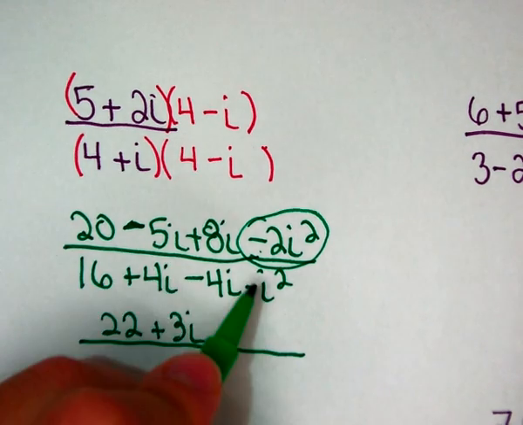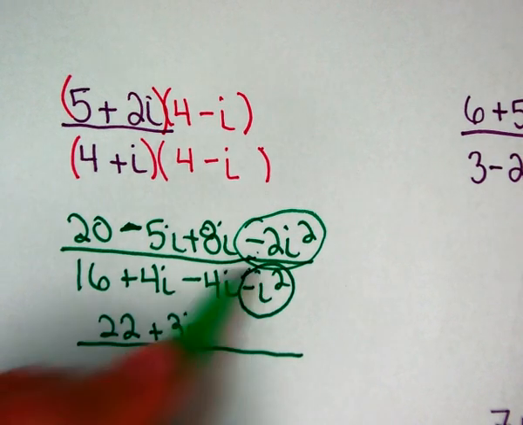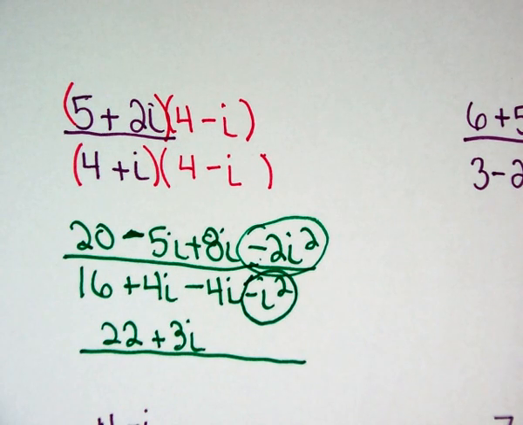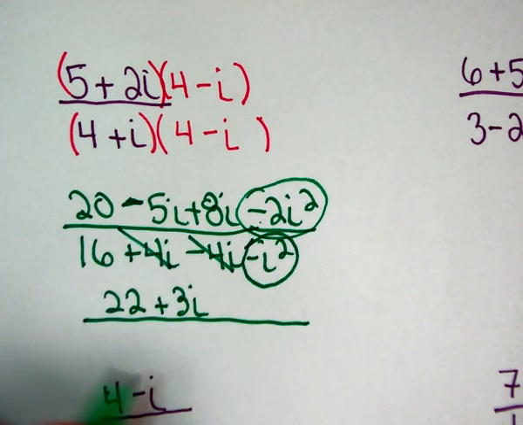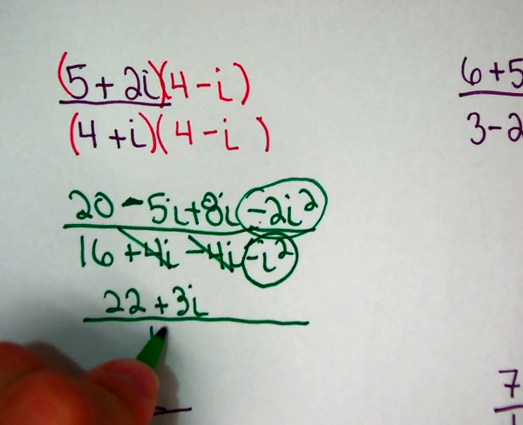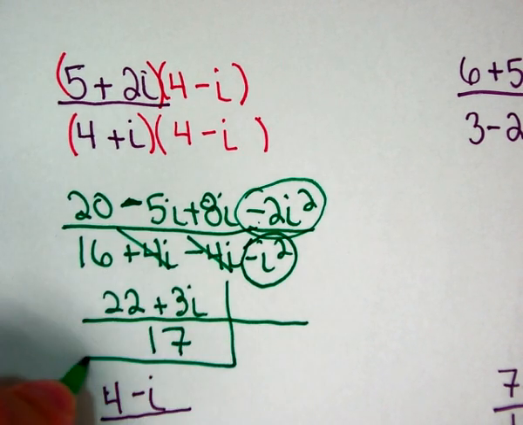And for the denominator, again, negative i squared, it's the same as saying the opposite of negative 1. So that'll be 17. These will cancel, so 16 plus 1 is 17. And this will be our final answer.